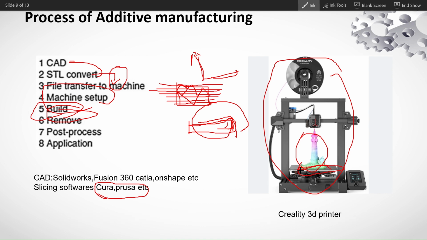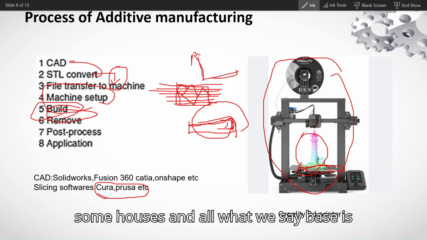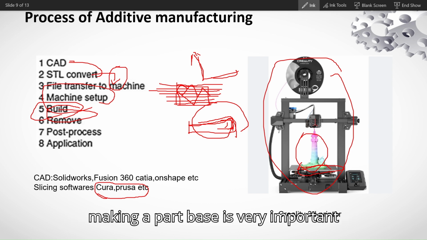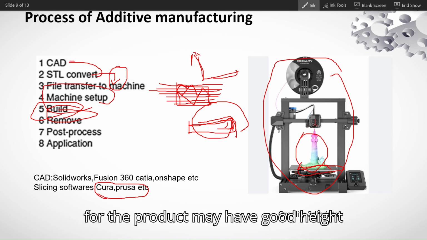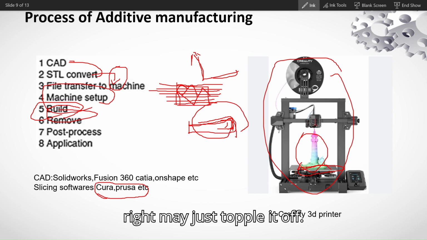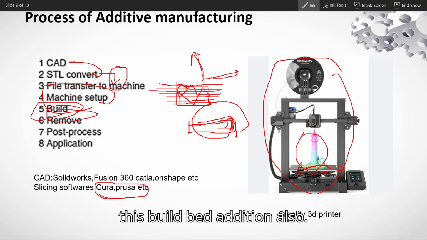So when we say building houses, the base is very important. Similarly, when making parts, the base is very important, because if the base is not strong enough, the product may have good height, but it's like a cantilever and may just topple off. So similarly, we should take care of the build bed adhesion also.